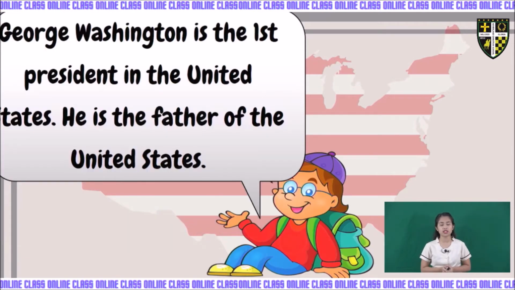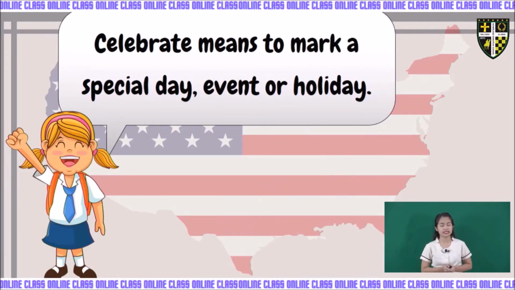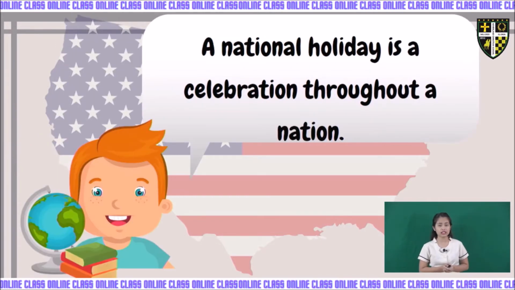So the first one is George Washington. George Washington is the first president of the United States. He is the father of the United States. Next, we have celebrate. When we say celebrate, it means to mark a special day, event, or a holiday. So it means we have something to cheer for. And then the next one, we have the national holiday. It means it is a celebration throughout a nation.